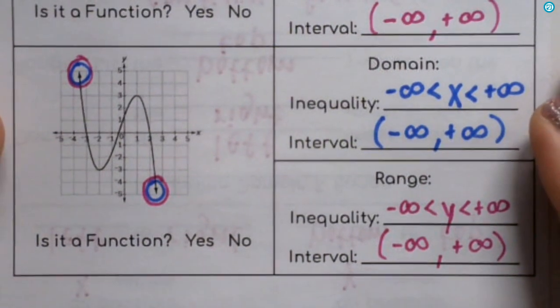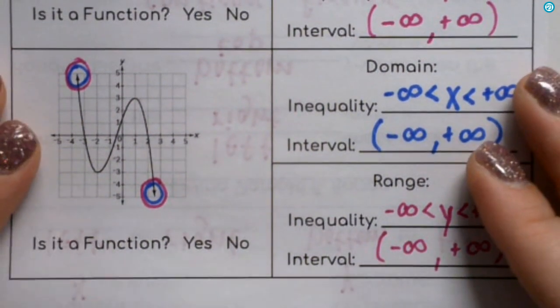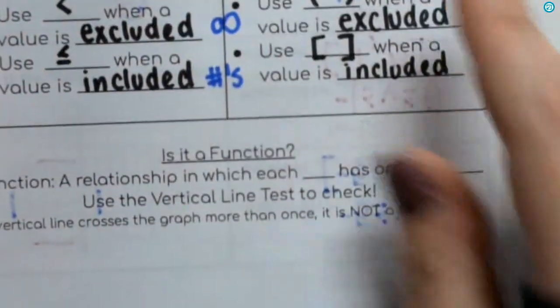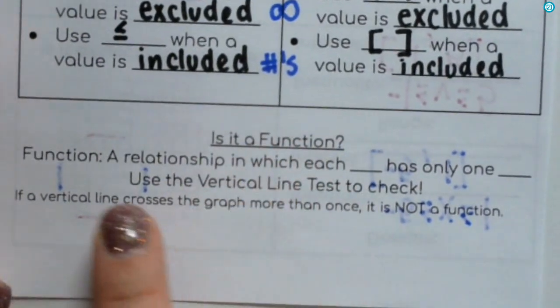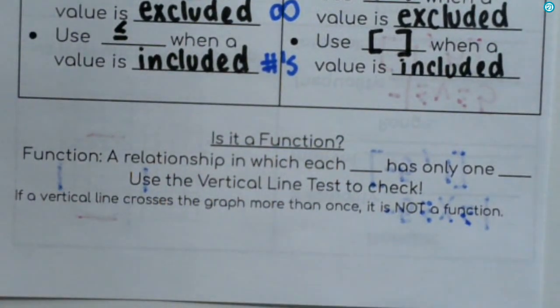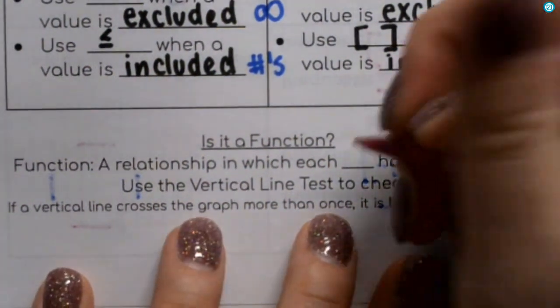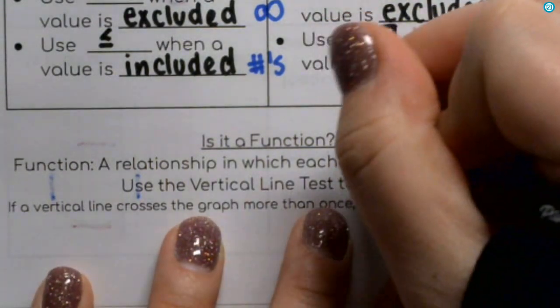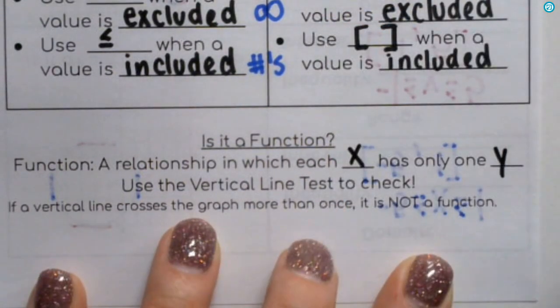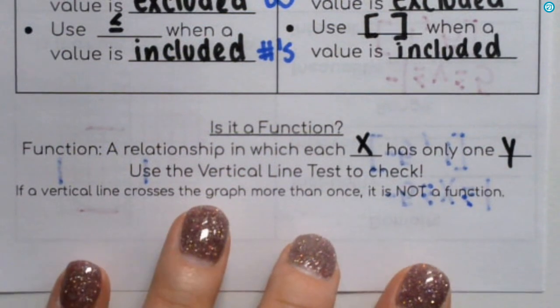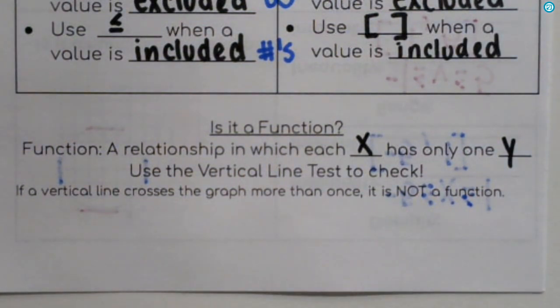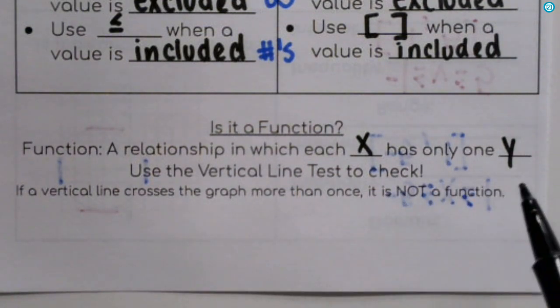Okay. I'm going to flip back to the front. We're going to talk about what it means to be a function. So is it a function? A function is a relationship in which each x value has only one y value. When we are looking at a graph, we can use the vertical line test to check. If a vertical line crosses the graph more than once, it is not a function.